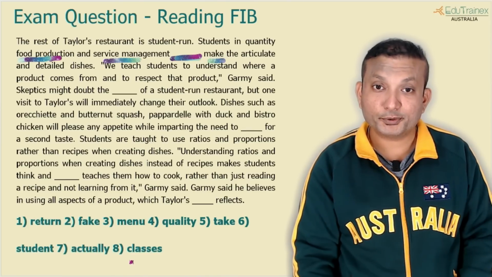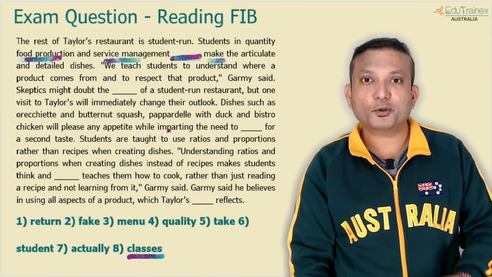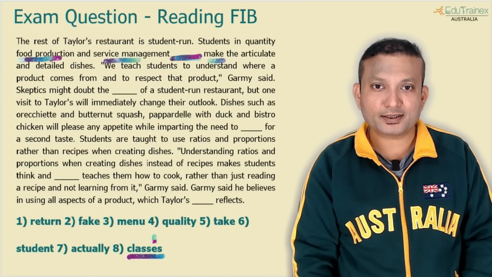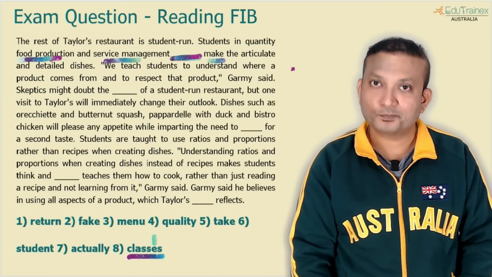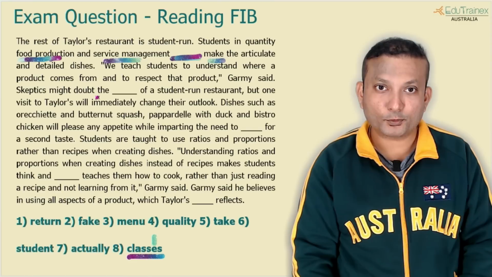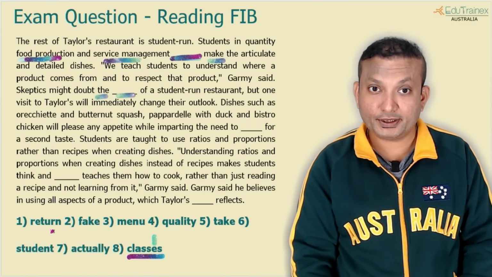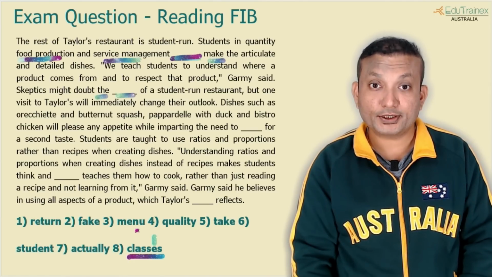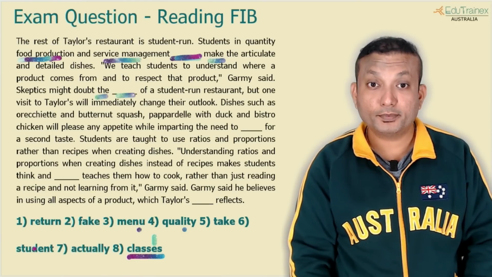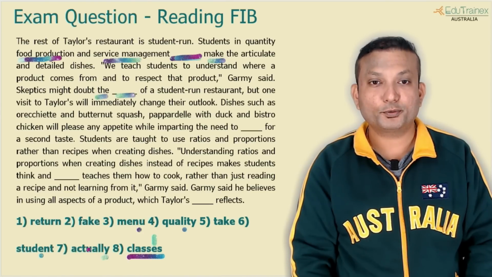How many plural nouns do you see here? I see only one, and it makes perfect sense. They are talking about students, so "students" will go into the blank, and straight away using the grammar, only one option was there, we could have selected that one. Now after "the", again a noun will come. So how many nouns do you see here? Return can be used as a verb, fake, again an adjective, menu, a noun, quality, again a noun, take is a verb, student is a noun, actually is an adverb. So how many nouns? 1, 2, 3 nouns.